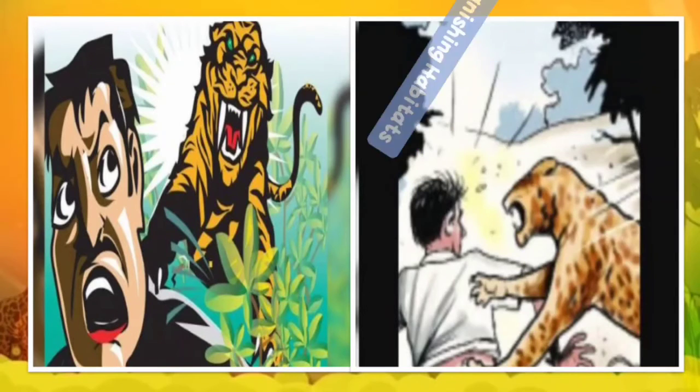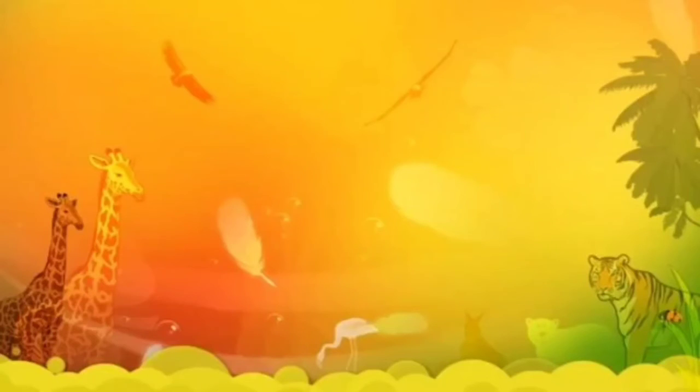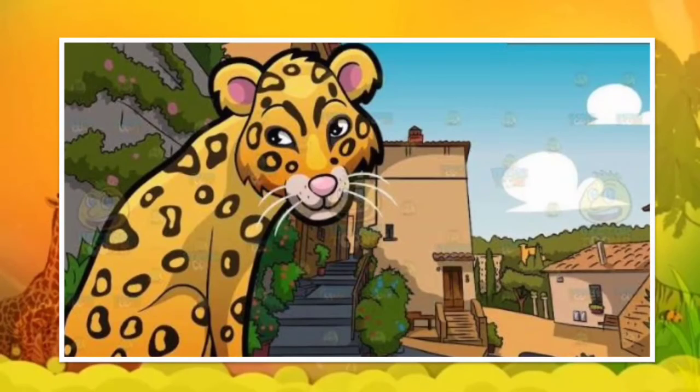Now, let's move to the last topic from this chapter, and that is vanishing habitats. So, here we come to know that the animals' habitat is vanishing because of our actions. How? We are cutting down trees, we are causing deforestation. It means we are destroying the forest, the shelter, the home of these animals, so these animals are coming out of the forest in search of food and shelter.